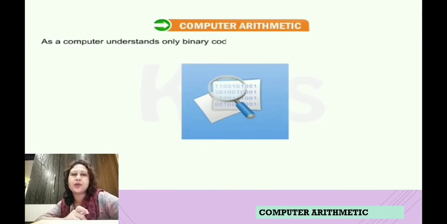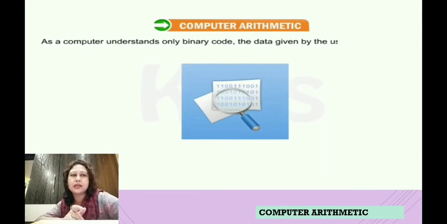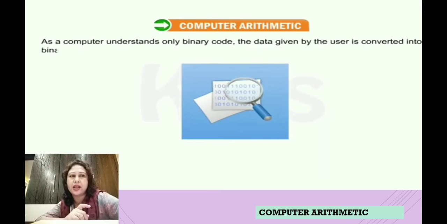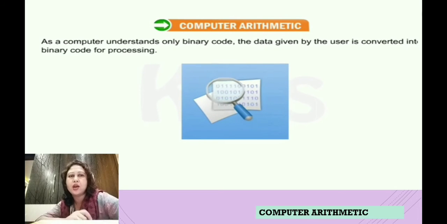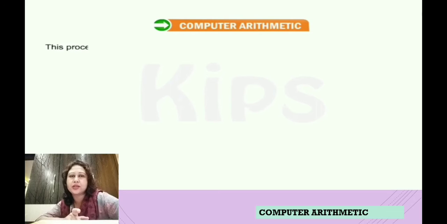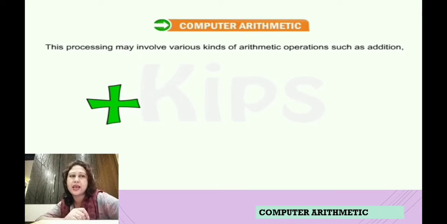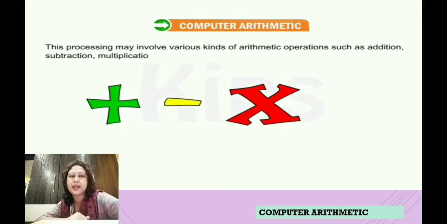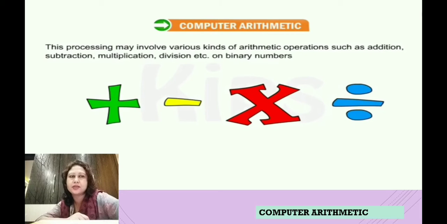As a computer understands only binary code, the data given by the user is converted into binary code for processing. And this processing involves various kinds of arithmetic operations, such as addition, subtraction, multiplication and division on binary numbers. Okay, so this is all about your computer arithmetic.